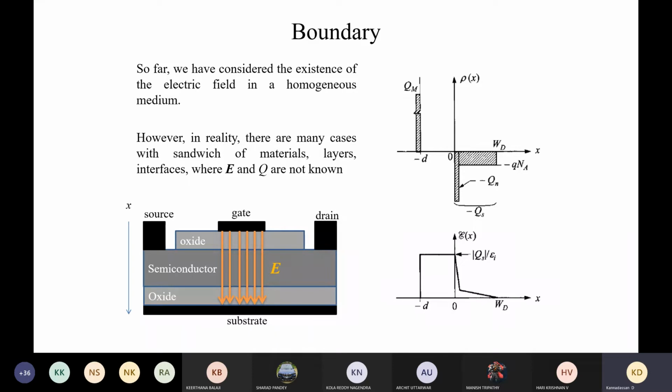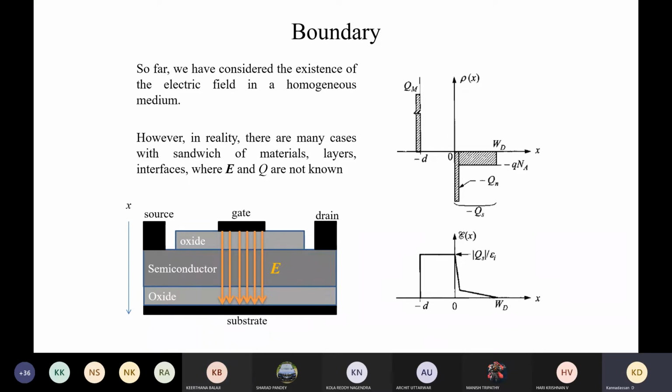Can someone say what this device is? Someone studied about this device? Anybody else? Can you recognize this device? Anybody studied semiconductor devices? Yes, please. MOSFET. Yeah, great.